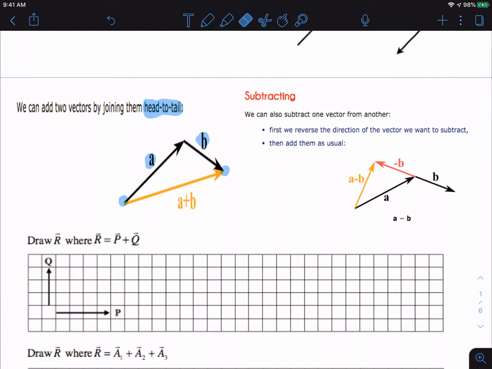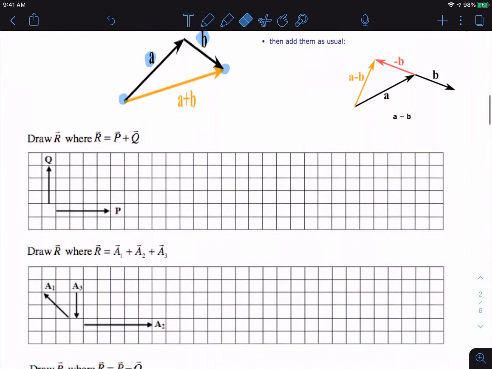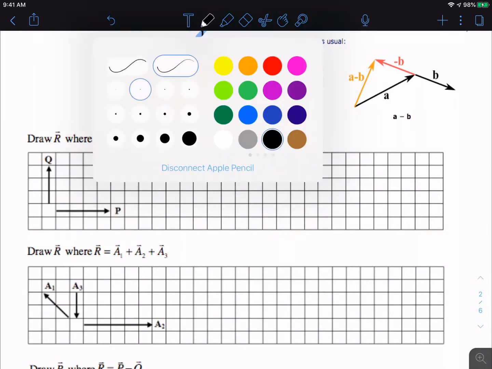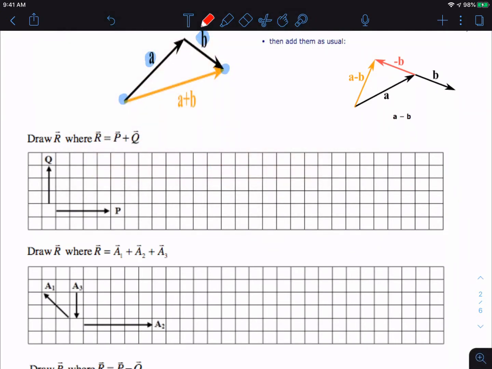So why don't we try it? Okay? So here's some examples. And so what I'll do is I'll use color for each so you guys can see it. So what I'm going to do is it's asking for P plus Q. Okay? So my P is, it looks like it's 1, 2, 3, 4 blocks. So I'm going to go 4 blocks. And then Q is 1, 2, 3. So I'll use blue for that, 3.